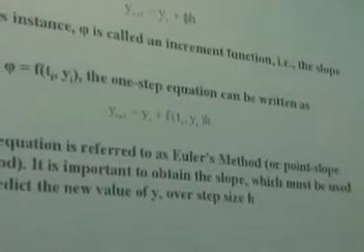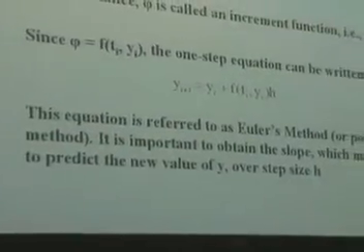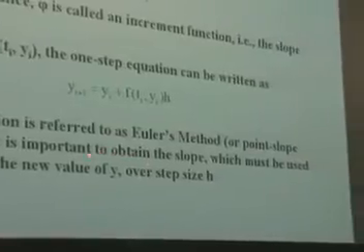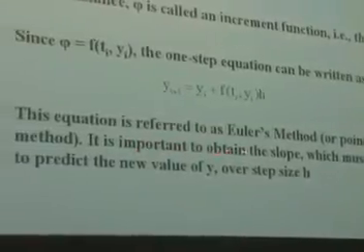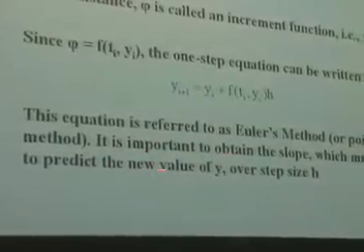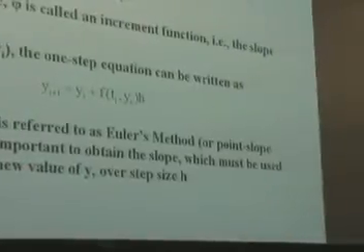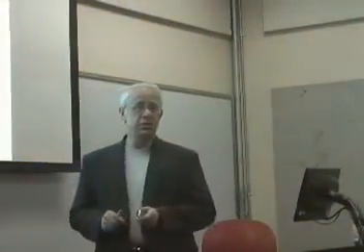That's called Euler's method. It's a point slope method. Remember, you have to obtain the slope. Then you use it to predict the new values. You're using a step size h. Circle that one several times. That will come up again, probably on quiz 2.